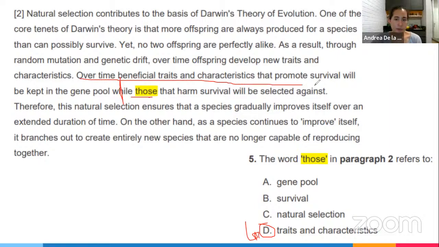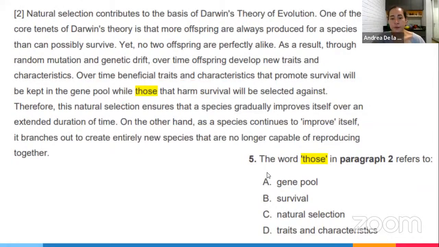So this thing that was mentioned before the word while is the opposite of what is mentioned after the word while, right? And this word is a connector. And if you know how to use it, then you know that. So you know that what is before while is the opposite to what is after while. And that could be a good clue as well, because beneficial traits and characteristics should be the opposite of those that harm survival. That means that beneficial and harm are opposite, and therefore we should be talking about the same thing, traits and characteristics. But honestly, that's not even necessary.